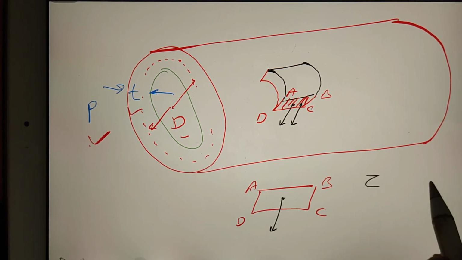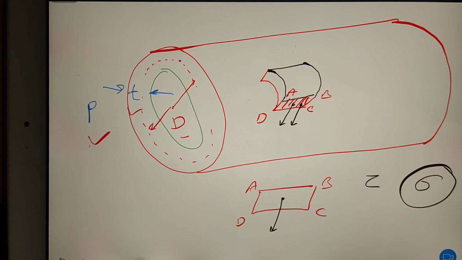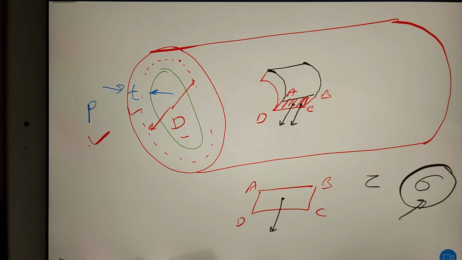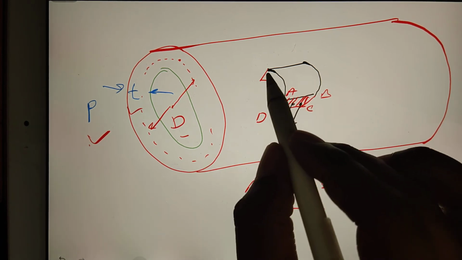So I should choose sigma or tau? I should choose sigma, correct? So I will choose sigma, no doubt. Why? Because it is perpendicular stress. Perpendicular to what? Perpendicular to the cross section, right? No doubt in this. So now I have to think about this stress.